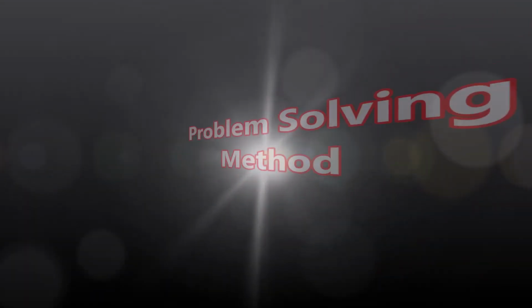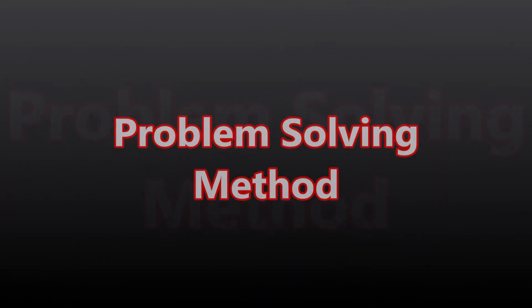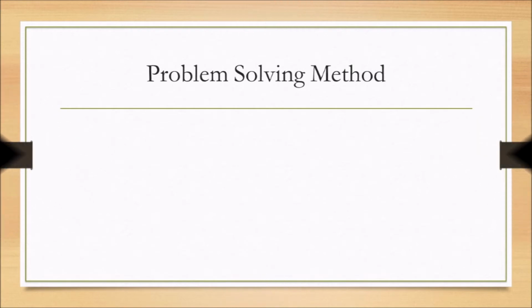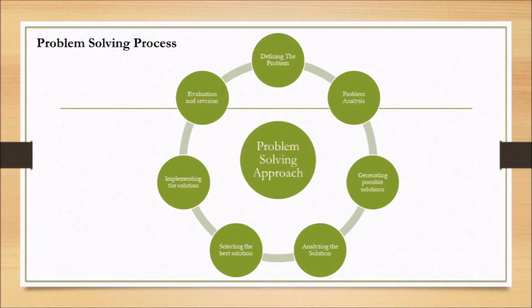The next structured method of acquiring knowledge is the problem solving method. The problem solving method involves a series of steps. The first one is defining the problem, the second one is analyzing the severity of that particular problem, the third one is generating possible solutions. The fourth one is selecting the best possible solution. The fifth one is implementing the solution, and the sixth one is evaluation.